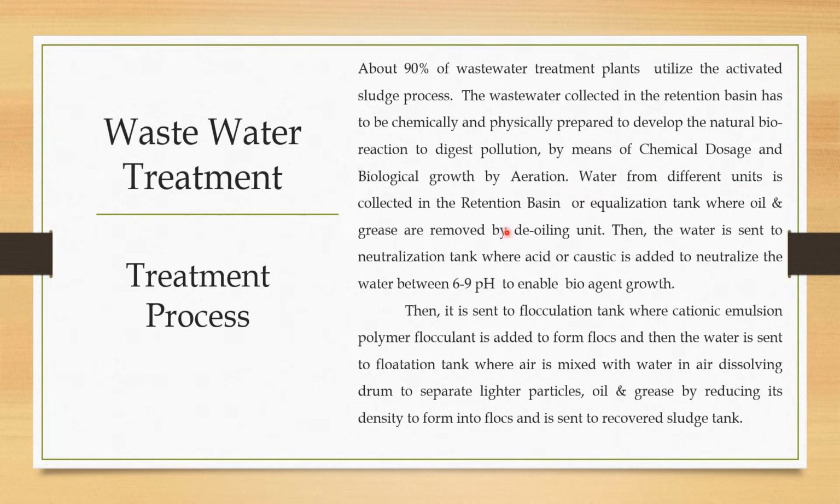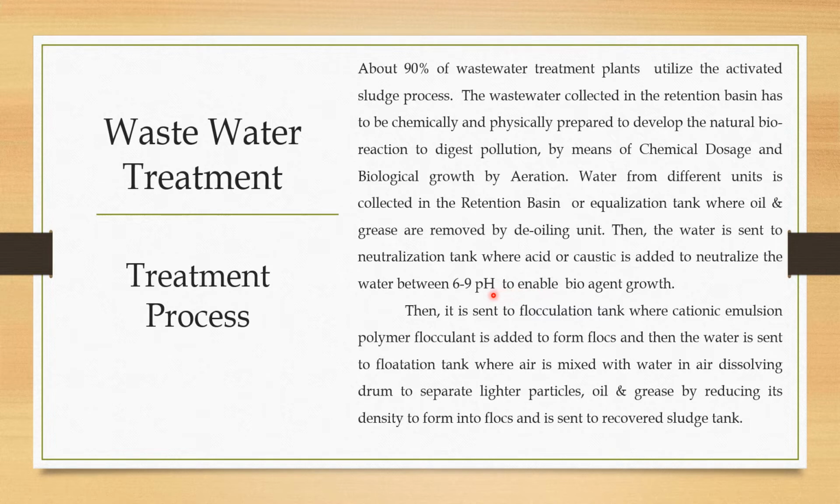Water from different units is collected in the retention basin or equalization tank, where oil and grease present in the water are removed by the de-oiling unit. This oil and grease are coming with the compressor and pump area wash water and the drained water from the compressor and pump area unit. Then this water is sent to the neutralization tank after removing the oil, where acid and caustic is added to neutralize the water. Then the pH will be maintained around 6 to 9.